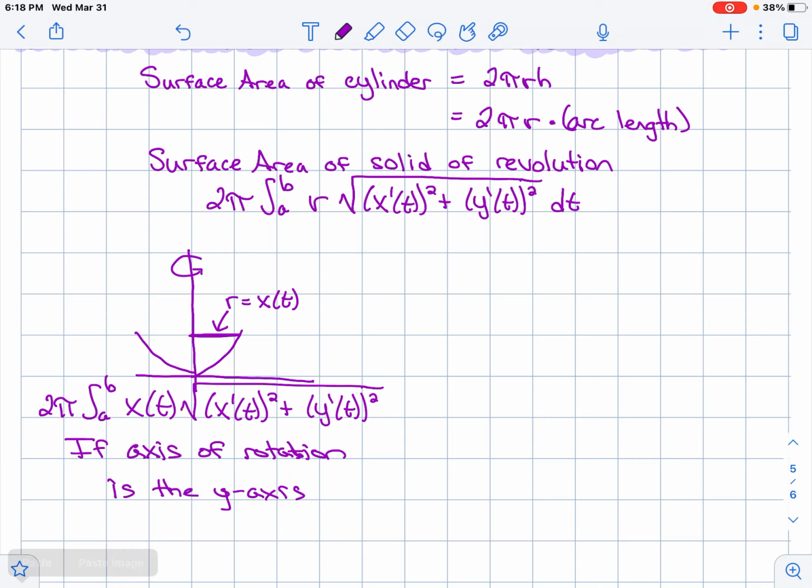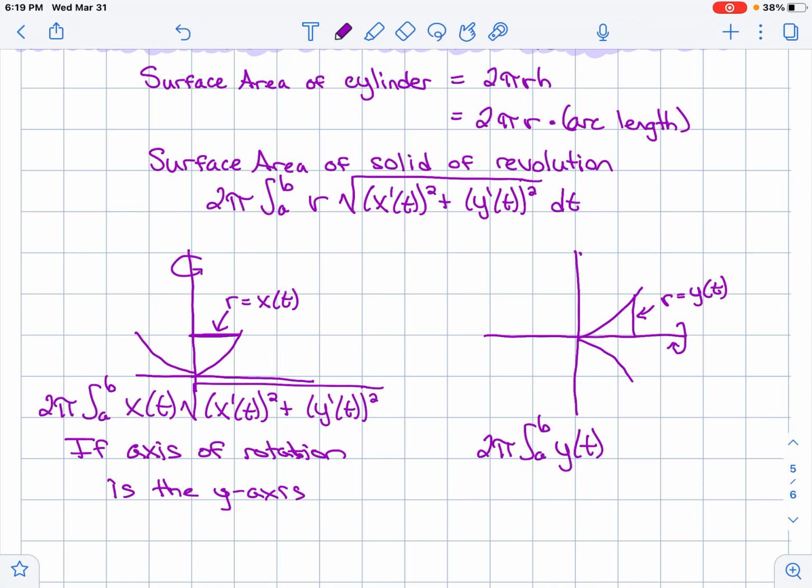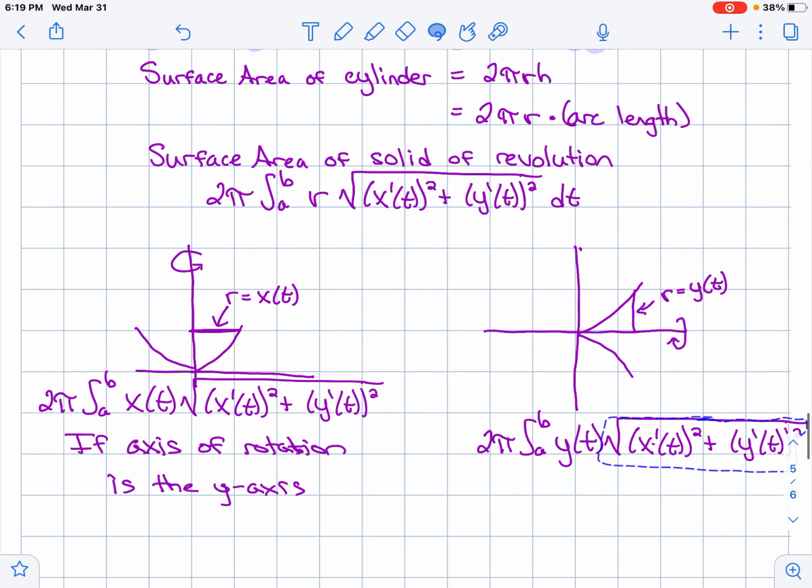Okay, now let's talk about if we rotate about something horizontal. If we're going to rotate that same function about the x-axis instead, here's my parametric equation, and I'm going to rotate it around the x-axis. In this case, the radius is going to be y of t, the y component, the vertical component. So I would have 2 pi from A to B, y of t, and then, oops, the arc length.